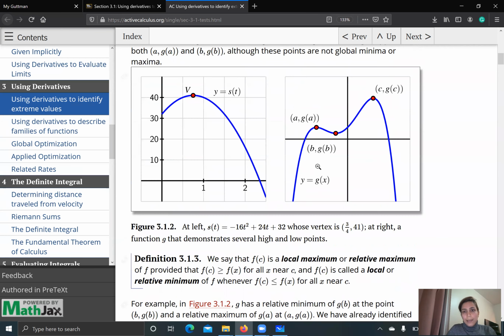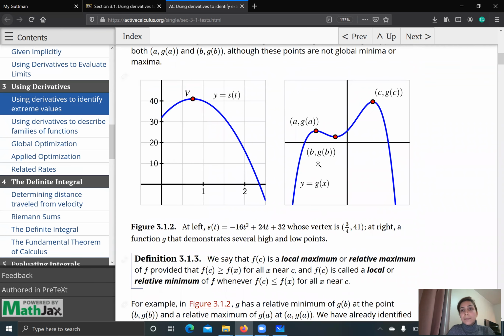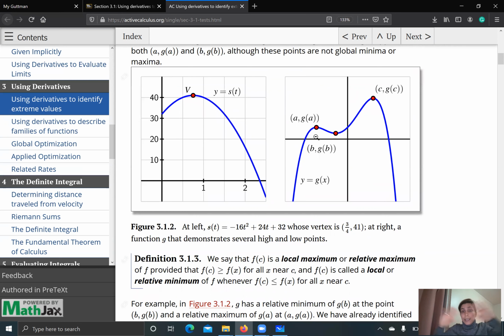For example, in this picture, on the graph on the right, the graph of function g of x, you see 2 points, A and B. Look at the input values A and B. At A is not the greatest height.